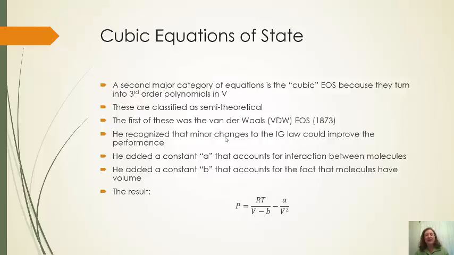So he added an A term, if you see down here below, A over V squared, and that term accounts for interaction between molecules, very similar to the virial equation of state. He also added a constant B that is supposed to account for the fact that molecules actually take up space. They have a volume. So the result is P equals RT over V minus B, minus A over V squared. So we're going to pause here at the van der Waals equation of state. We're going to come back and study the cubic equation of state in a bit more detail in the next video.